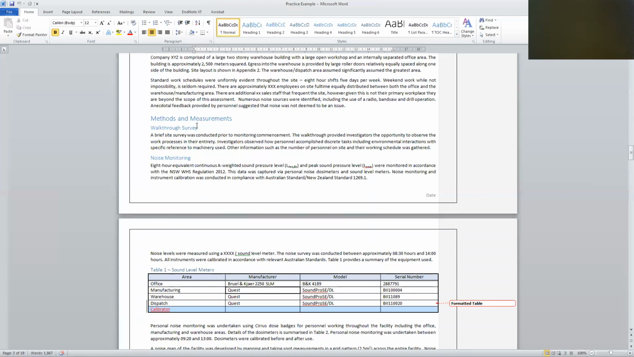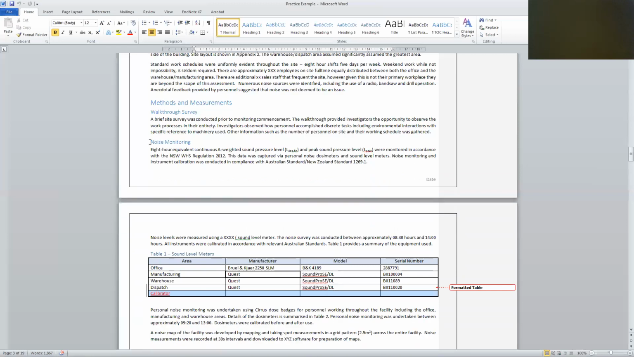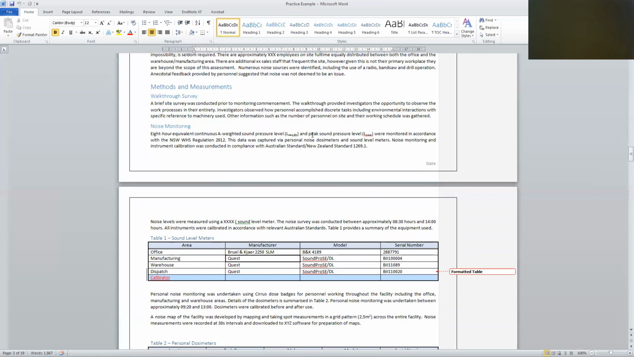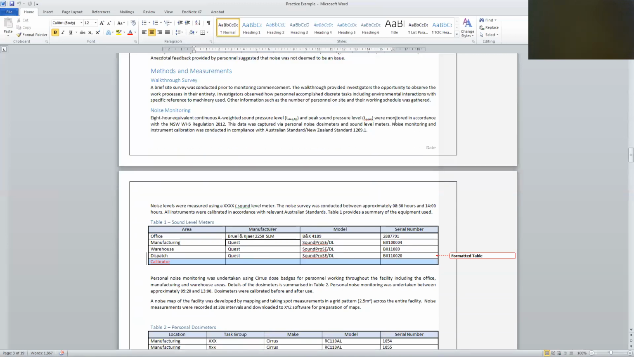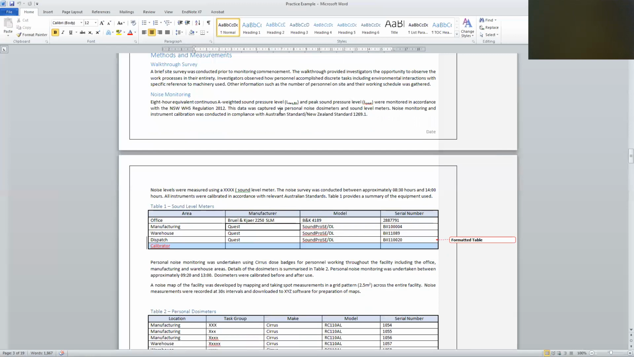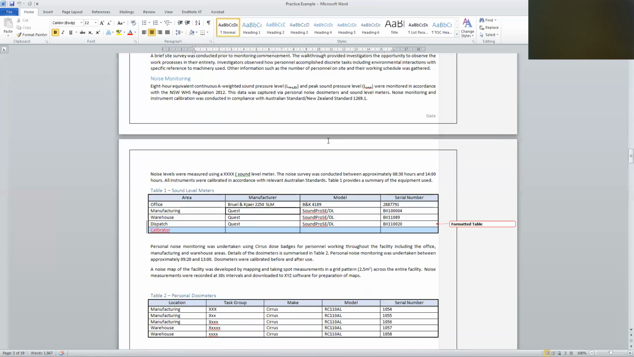So methods and measurements, they did a walkthrough survey, they did noise monitoring, A-weighted sound pressure level, LC peak, and so this is, you can tell this is older because they've used the New South Wales WHS regulation, so we're using 2017, compliance with Australian standards. So therefore, the person reading this report immediately notes that the work has been done in a way that follows the legal requirements.